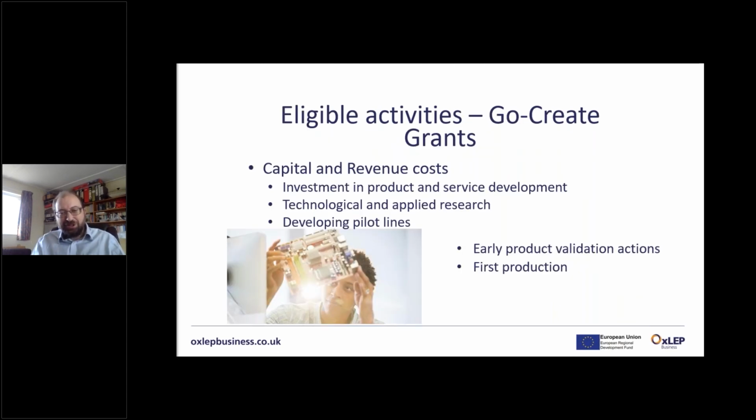Capital and revenue costs. So we talk about R&D type activities, investment in product and service development, research, both technological and applied, developing pilot lines, which can include both early product validation actions and first production, so it's early stage production elements. What we cannot cover is you setting up production lines for the full run. There's got to be a development of the innovation within the Go Create grant activity somewhere.